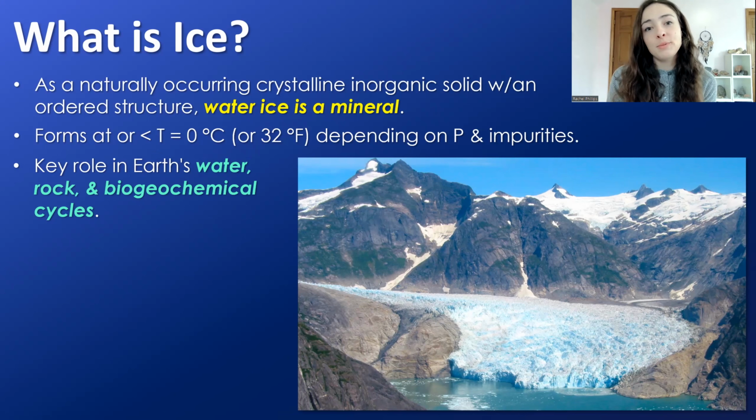So why is ice important, especially to a geoscientist? Well, ice plays a key role in Earth's water cycle and biogeochemical cycles. So not only does ice hold an enormous amount of fresh water and control, at least partially, the movement of water between different reservoirs, but it also plays a major role in biogeochemical, or biological, geological, and chemical cycles on Earth. What does this mean?